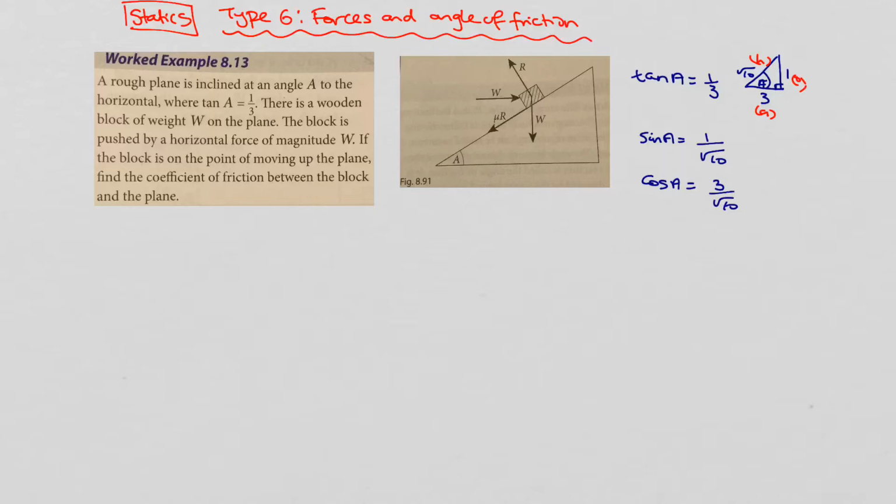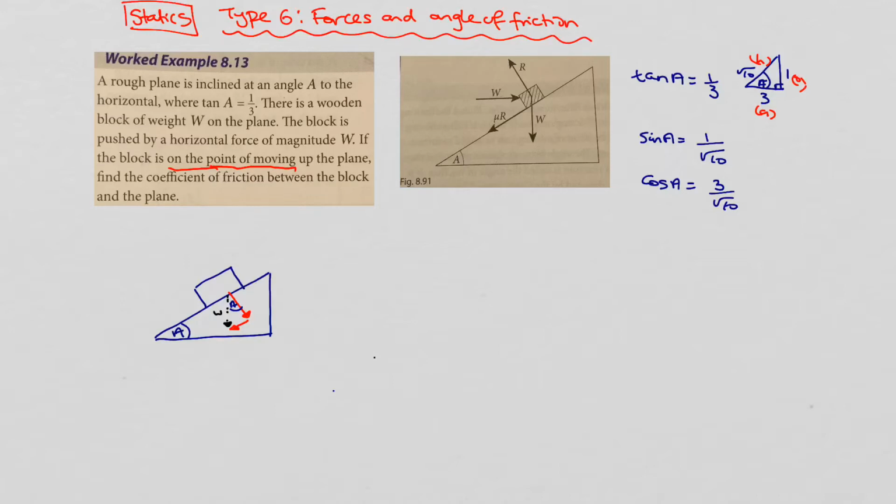We're told that the block is on the point of moving. If we underline that, that's important, because on the point of moving means the limiting friction is called into play, so mu R, and the net forces acting on the block are 0, because it's stationary, only on the point of moving. So we can use the sum of the net forces equal to 0. We'll start by resolving our weight first of all.